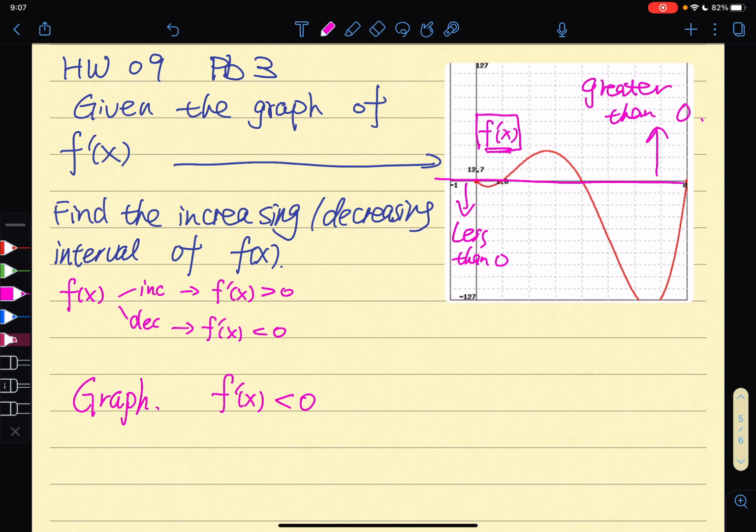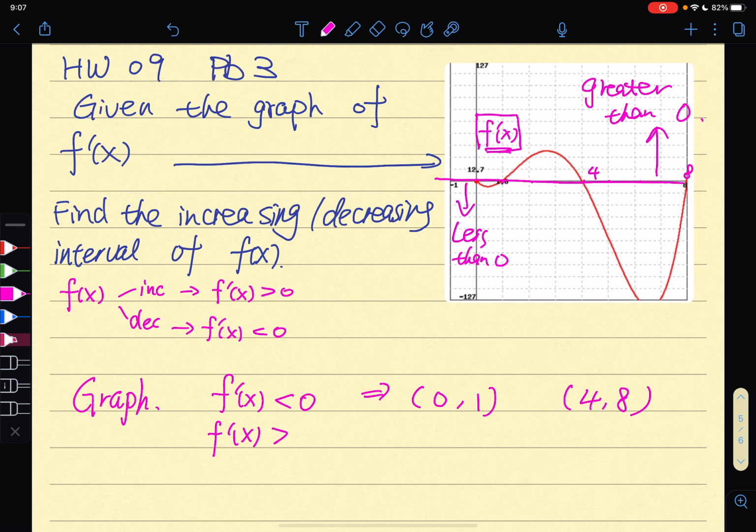According to the graph, f prime of x is less than 0 from here to here, because you can see the curve is below the x-axis. From here to here, the curve is below the x-axis. It's 1, 2, 3, 4. It's 4 here. 5, 6, 7, 8. It's 8 here. So between 0 and 1, it's less than 0. Between 4 and 8, it's less than 0.